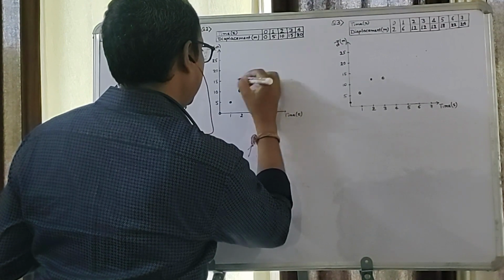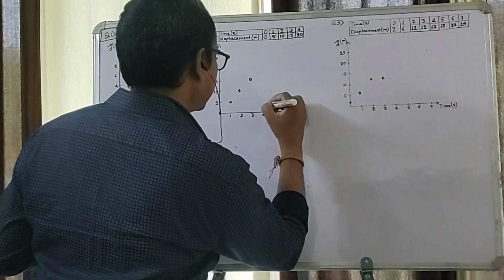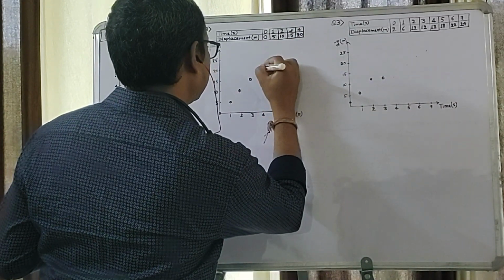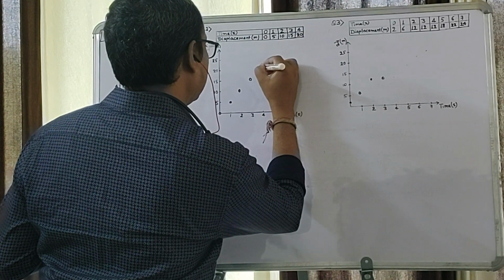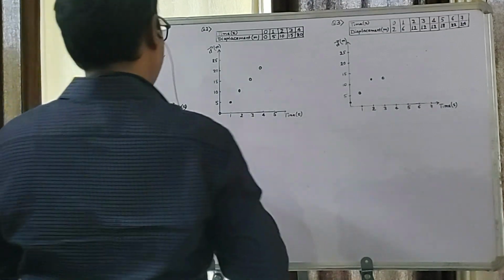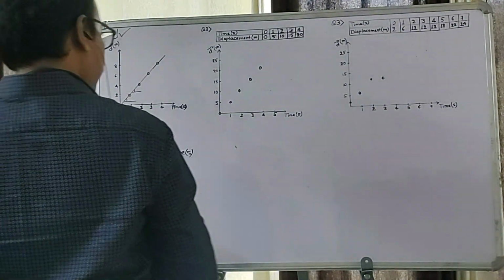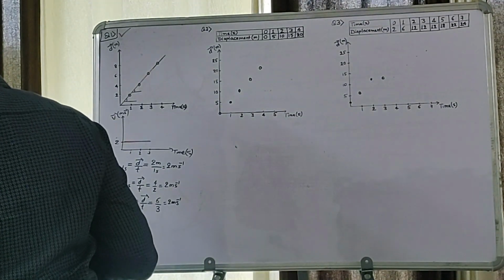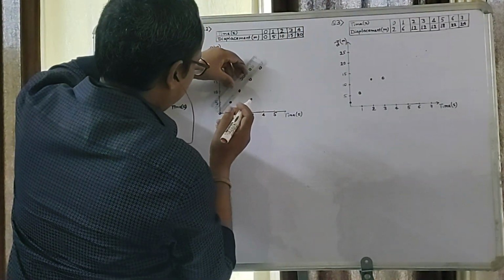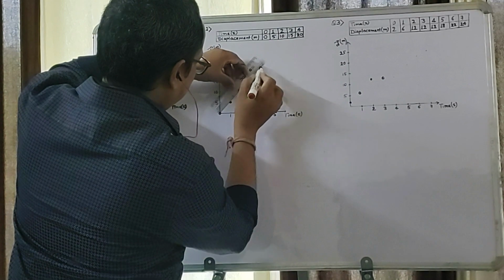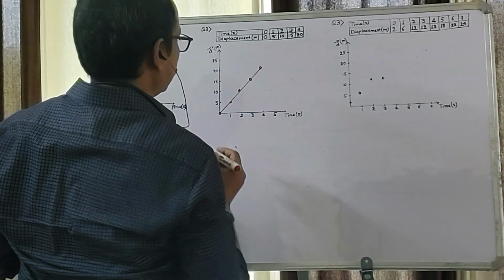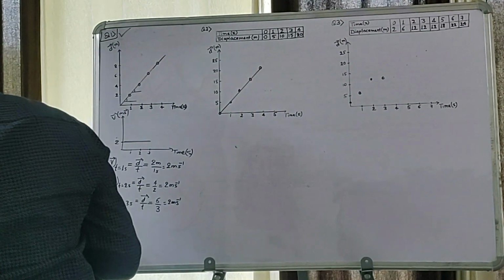Approximately it is t. At the completion of 4 seconds, it is saying that the displacement is 20 meter, right? If you go and meet all these points, you will find almost a straight line.